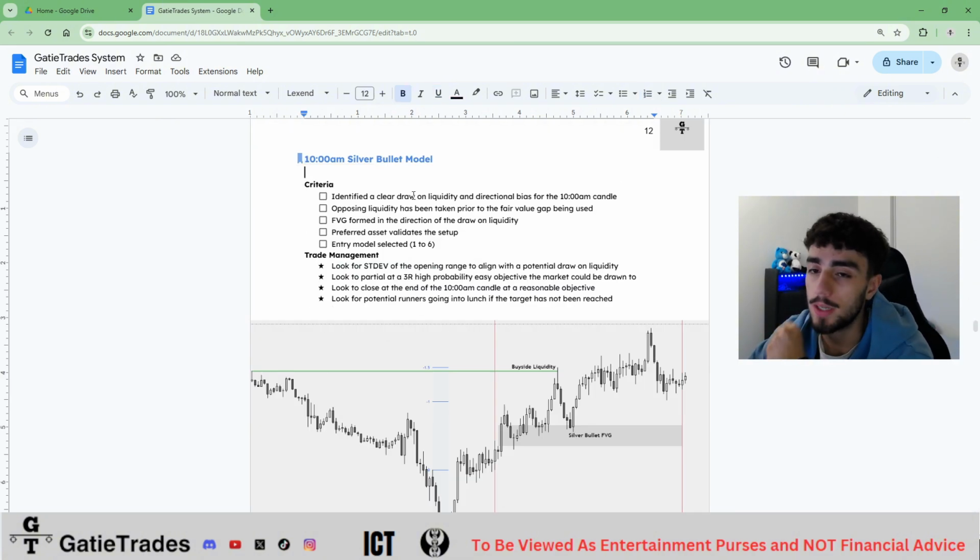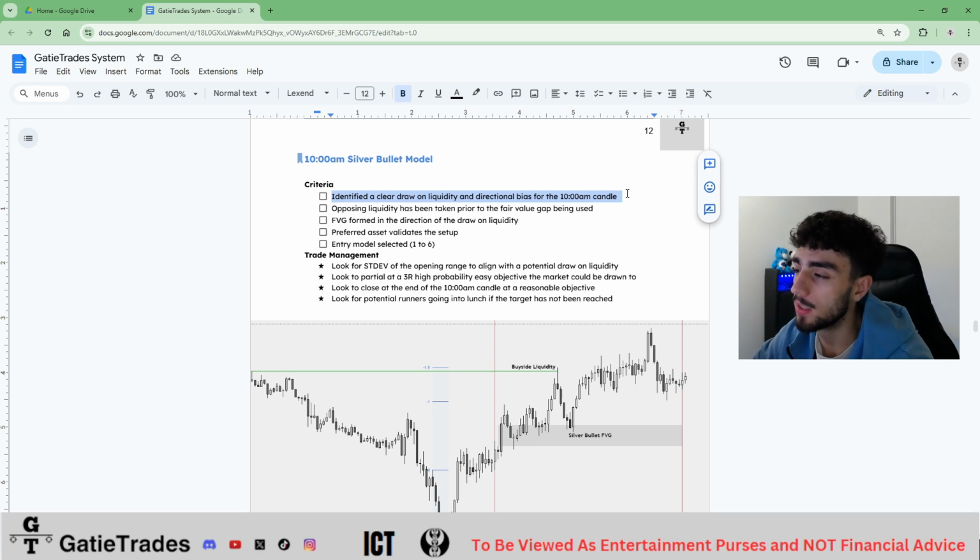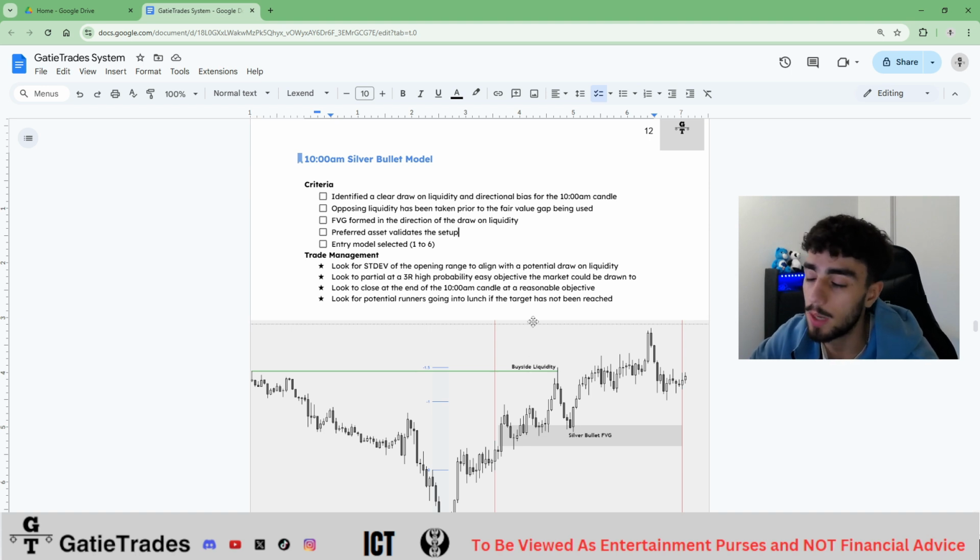My criteria for the Silver Bullet model, if you've been paying attention, is first to identify a clear drawn liquidity and directional bias for the 10 a.m. candle. Notice this doesn't have to be a bullish bias, the daily bias, or the weekly bias. It's just for the 10 a.m. candle. Right now at 10 a.m., based on what's happened prior in the day or the week, where do I think this 10 a.m. candle, or this specific time window, is going to go?